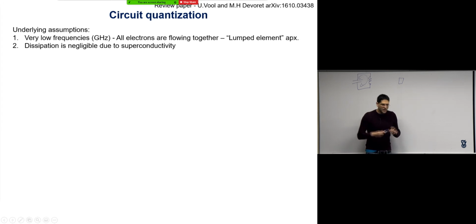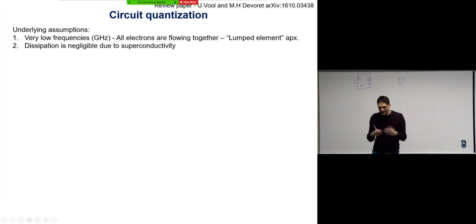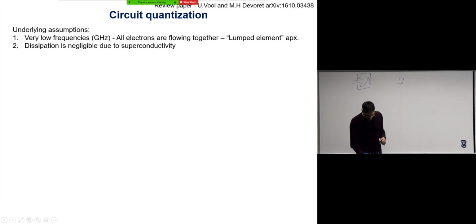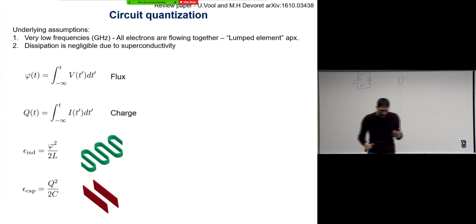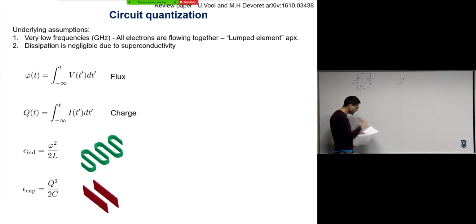All right, great. So below a certain transition temperature, we have this zero resistance, and the zero resistance is true at DC and at very low frequencies. So these are our underlying assumptions for the circuit quantization. And now I'm going to define for you what are called dynamical circuit variables, which is basically the flux of the circuit and the charge of the circuit. Now you've seen this before, probably, in some course, but just to be explicit, I want to write it down so it's easier for you to follow.